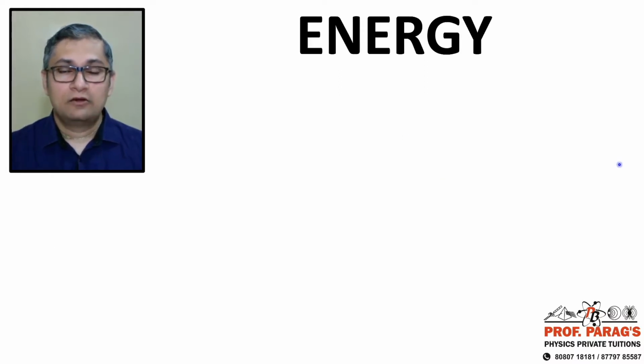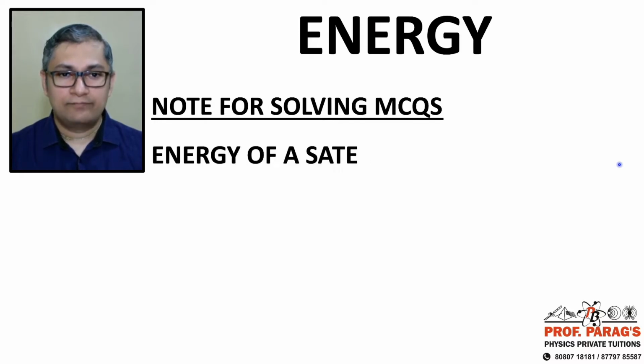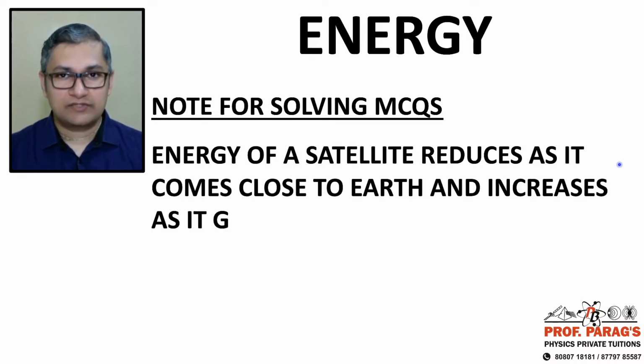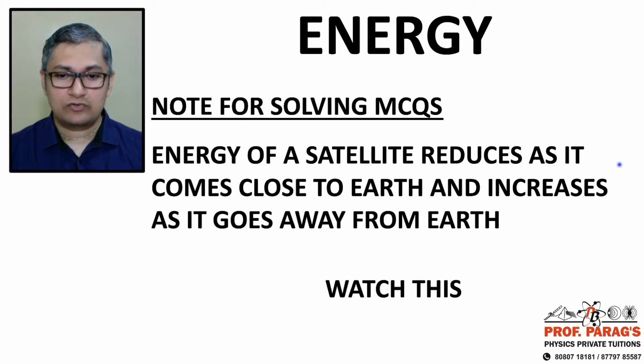Okay. All right. So there is now an important note again for solving MCQs, because energy related MCQs are quite famous in this chapter. So, a very interesting note: energy of a satellite reduces as it comes close to Earth. If a satellite comes close to Earth, you should understand its energy is reducing. And if the satellite goes away from Earth, the energy increases. So what does this really mean? Is this really true? To understand this, let's watch this small clip.